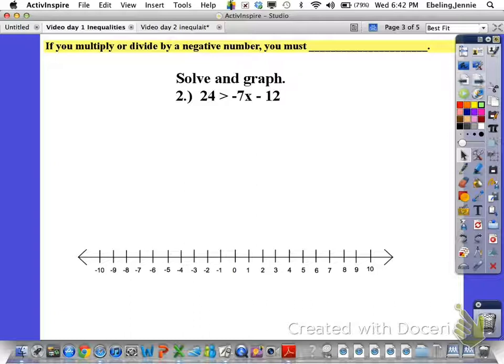Okay, let's take a look at this example number 2. I said solve and graph. Up at the top here, we want to remember this rule that if you multiply or divide by a negative number, you must flip the switch. And remember what I mean by flip the switch is you need to flip the inequality symbol when you multiply or divide by that negative number. So for example, in number 2, if I go through and start solving this, I see here's my variable with my x. So I'm going to add 12 to both sides.